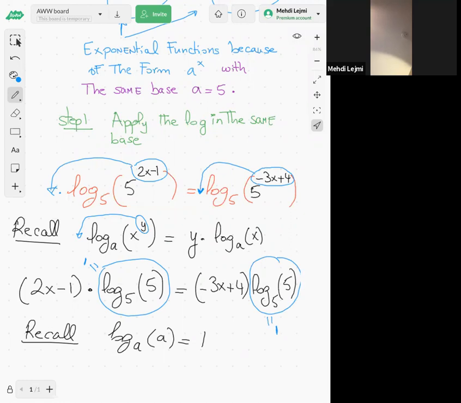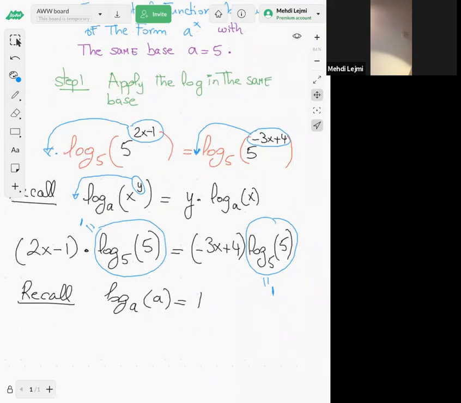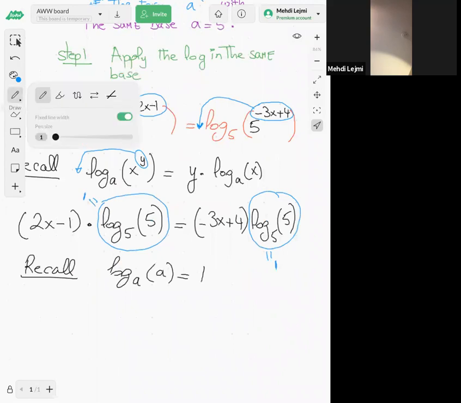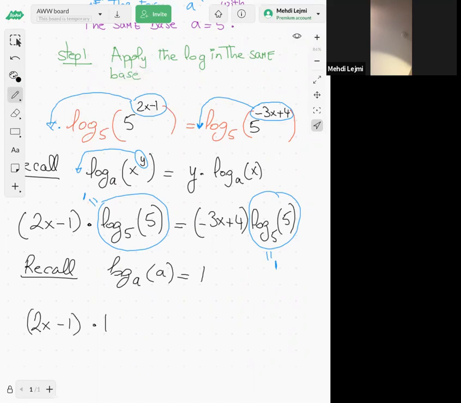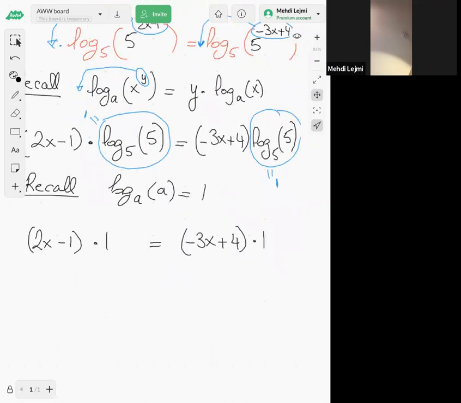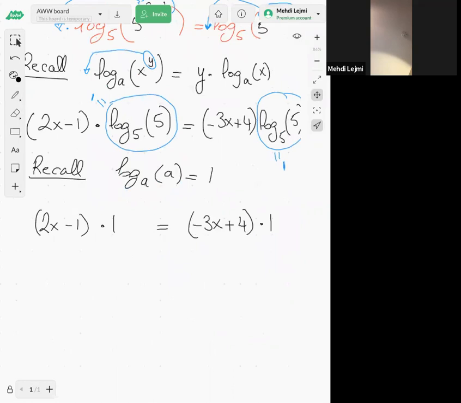All right, so then you're going to have 2x minus 1 times 1 equal to minus 3x plus 4 times 1. Of course, when you multiply by 1, you have just the same thing. It's just 2x minus 1 equals minus 3x plus 4.